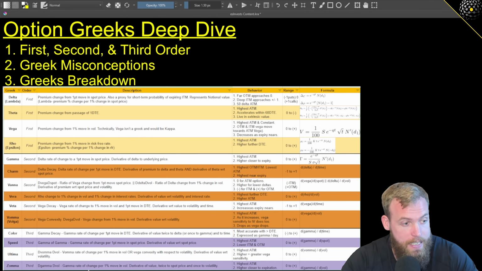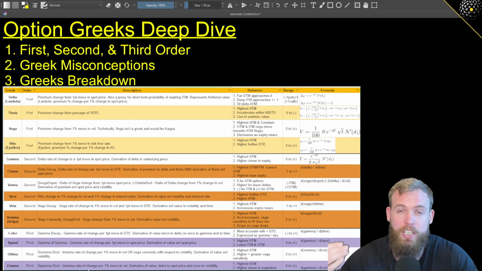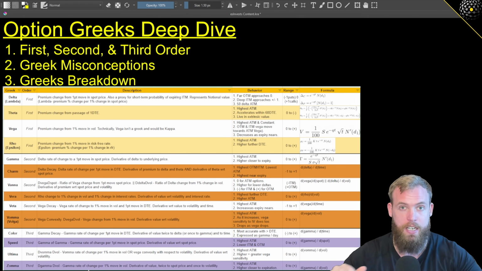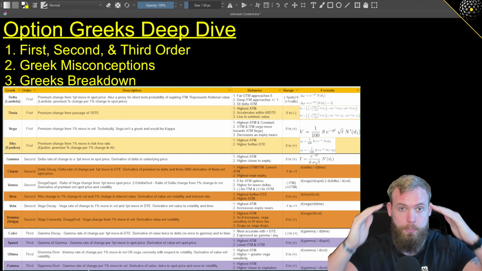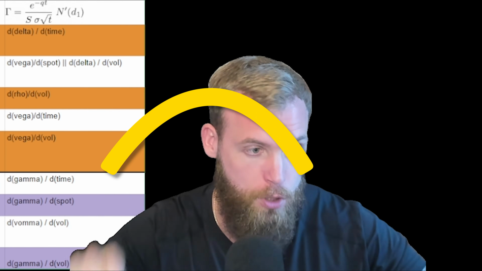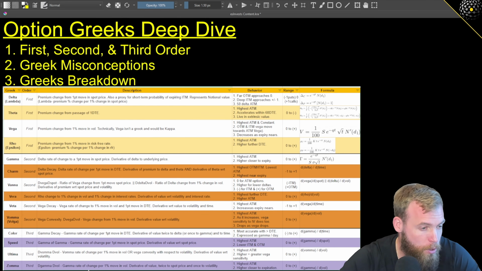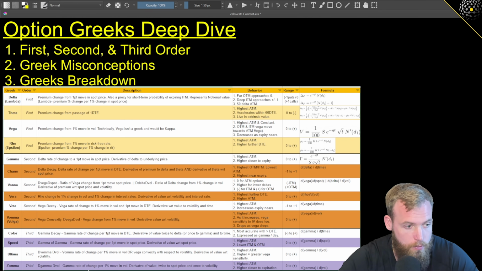So speed is the gamma rate of change per 1 point move in spot price. Then we have ultima, which is d valma d vol, which is the valma, I want to make sure I'm pronouncing that well for you guys, valma rate of change per 1% move in Vega, or Vega convexity. When you think about convexity in these definitions, it's giving you a sense of the shape of the measurement. So if something's convex, it typically has this kind of shape to it. Then we have Zama, which is d gamma, d vol, gamma rate of change per 1% move in volatility.